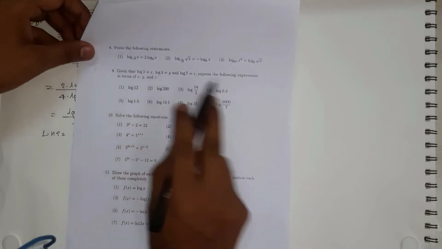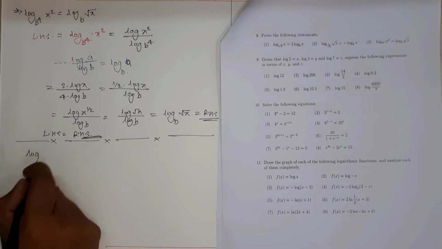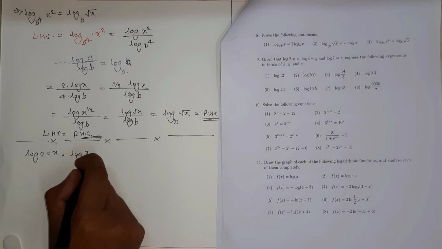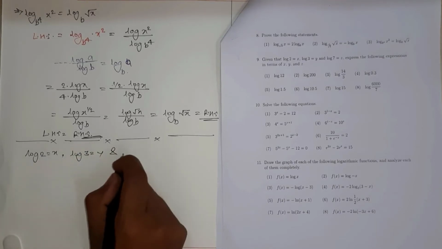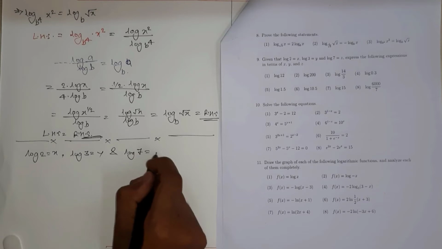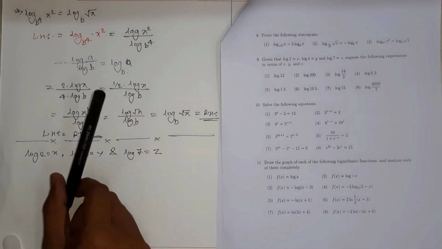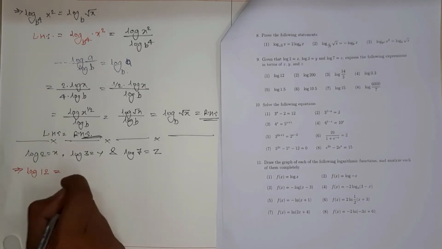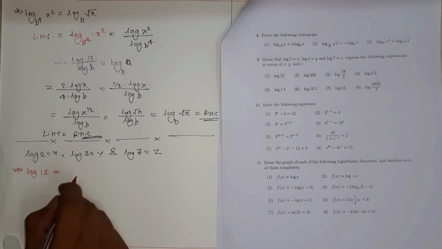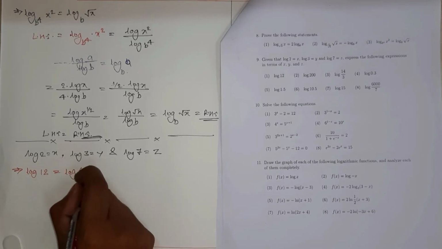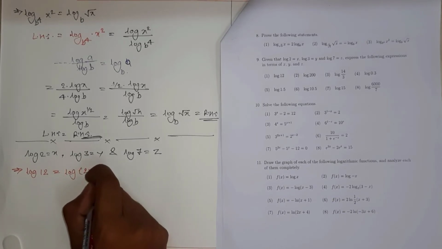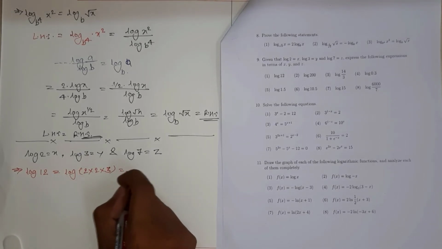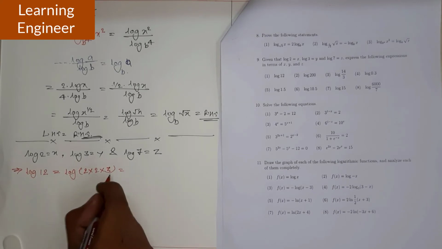So first we have to note this: log 2 equal to x, log 3 equal to y, and log 7 equal to z. This has been given, and we have to express this log 12 in terms of x, y, and z. So what can we do? We can break this 12 as 2 into 6, and 6 we can break as 2 into 3. 2 2s are 4, 4 3s are 12, and simply we can break 12 into 2 into 2 into 3.